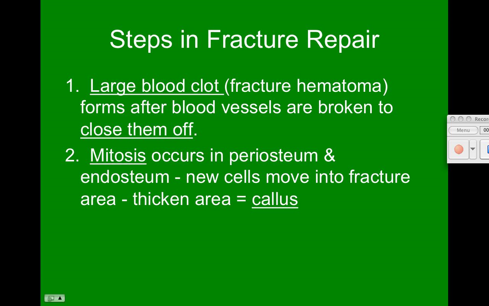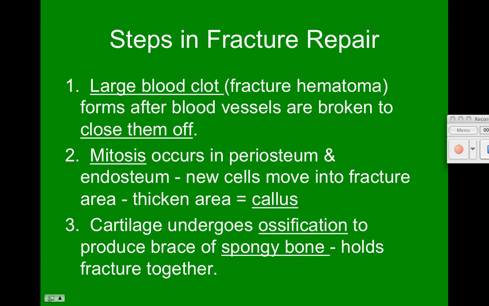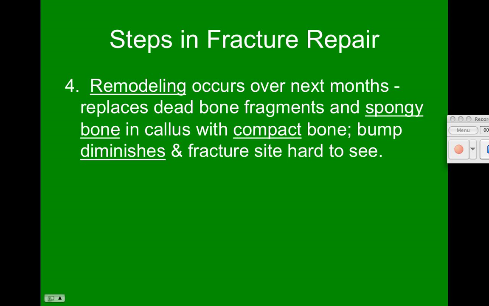Now the callus is made of cartilaginous bone, and it undergoes ossification to produce a brace of spongy bone. Now remember, spongy bone can actually take stress from many different directions, so this is very strong. And this is usually when the doctor will take the cast off of the bone, once this is in place. Then, even after the cast is off, remodeling is occurring, where spongy bone gets replaced with compact bone, and the bump that was once the callus goes away and can be very, very hard to see.